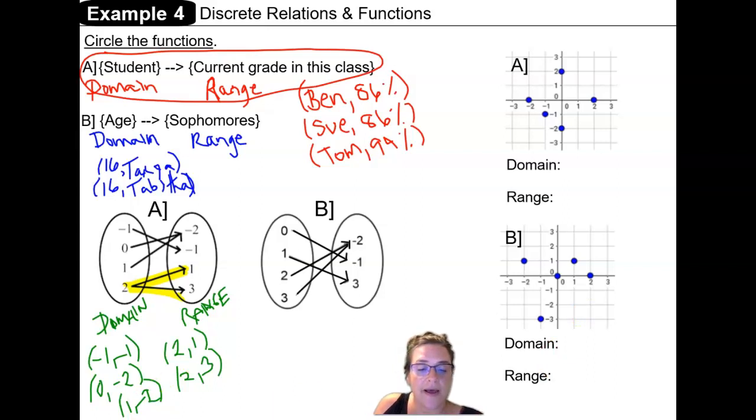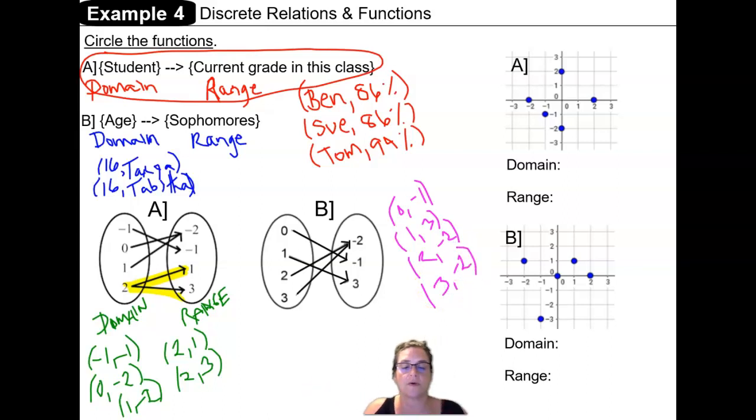Now when we look at the mapping diagram in B, 0 maps to -1. So that's 0, -1 as an ordered pair. 1 maps to 3. So 1, 3 is an ordered pair. 2 maps to -2. So 2, -2 is an ordered pair. And then our last ordered pair, 3 maps to -2 as well. So 3, -2 is an ordered pair.